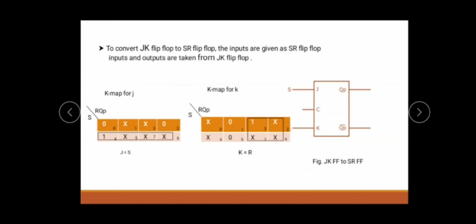Last step to construct the diagram, we need the circuit diagram of the available JK flip-flop. We need to modify this diagram as per the Boolean expressions, as shown in the diagram, J is equal to S and K is equal to R.